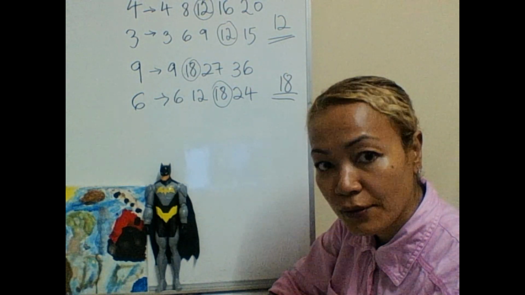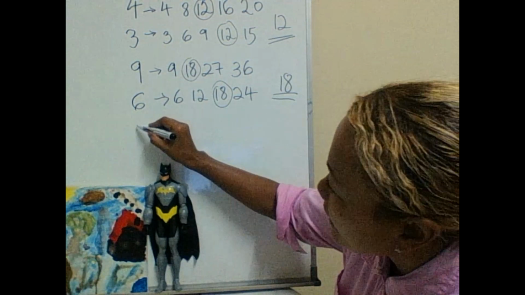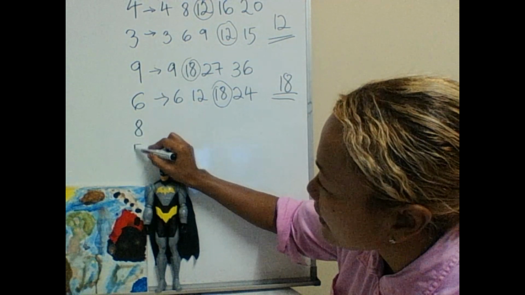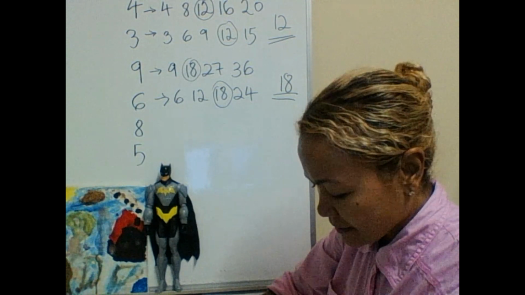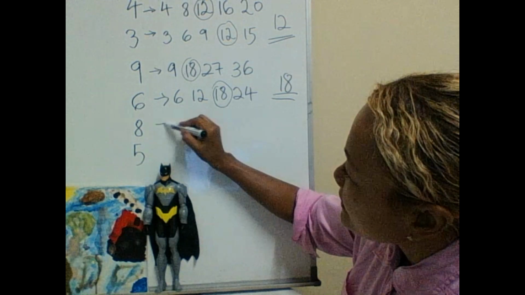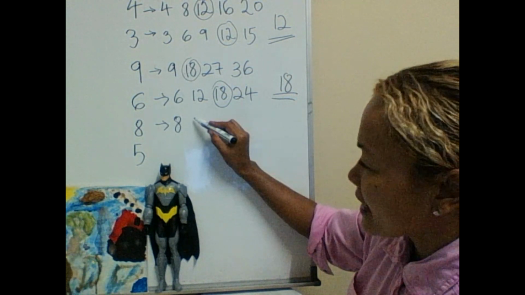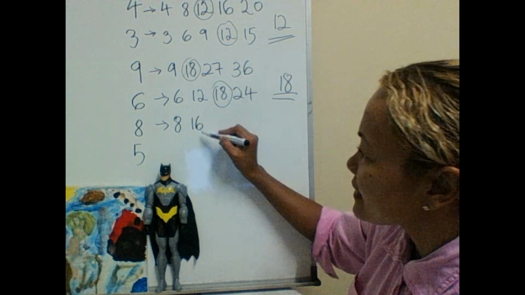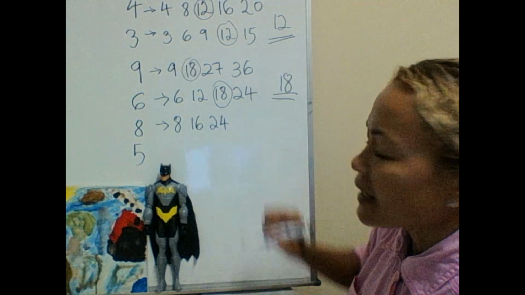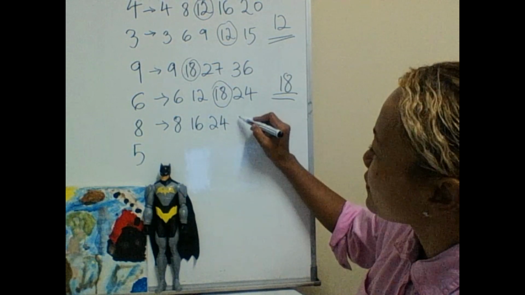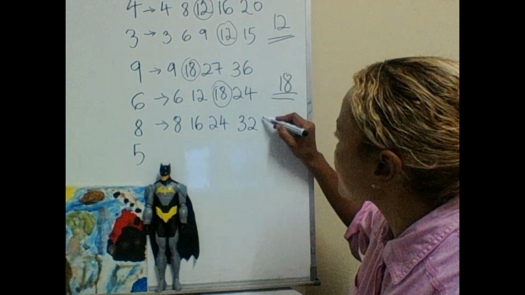Let's look at a third example so you are in no doubt. 8 and 5. Okay, don't worry, Batman. All right. 8 times 1 is 8. 8 times 2 is 16. 8 3s are 24. 8 4s are 32. 8 5s are 40.